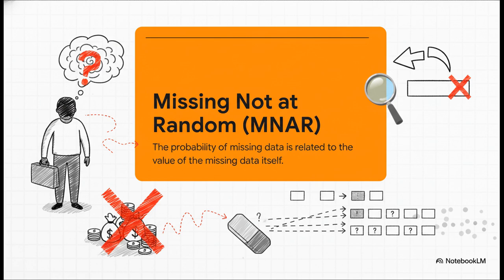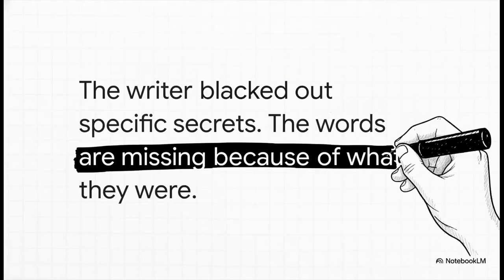And finally, we get to the most problematic type, missing not at random, or MNAR. This is the tricky one. This is when the reason data is missing is directly related to the value that is missing. For instance, people with very high incomes might be way less likely to tell you their salary. The value itself is the reason for its own absence. In our letter analogy, this is the most sinister case. It's as if the writer took a big black marker and deliberately redacted certain secrets. The words are missing precisely because of what they said. And this is the hardest type to handle, because it's introducing a definite bias.